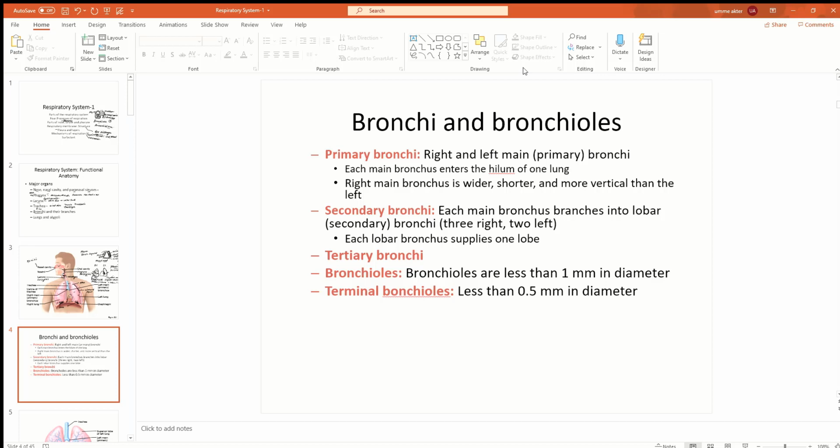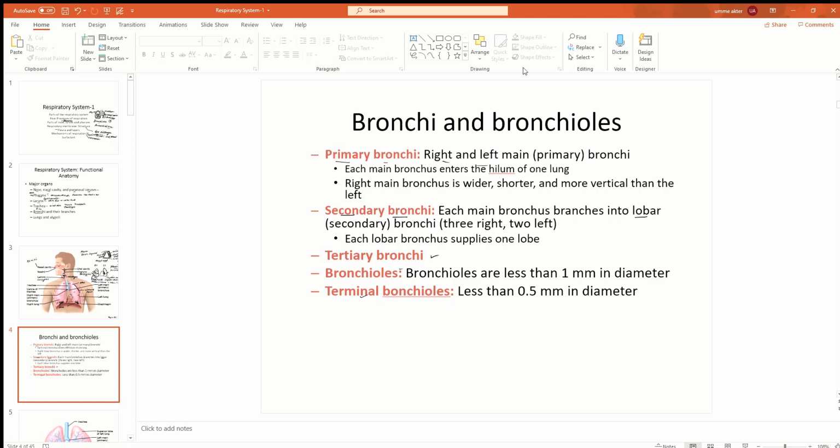Inside the lung, as I told you, the primary or main bronchi, right and left, enter into the lung, and then they divide inside the lung into lobar or secondary bronchi. Same thing, lobar or secondary bronchi. Then they branch further to form the tertiary bronchi and then bronchioles. Then the terminal bronchioles.